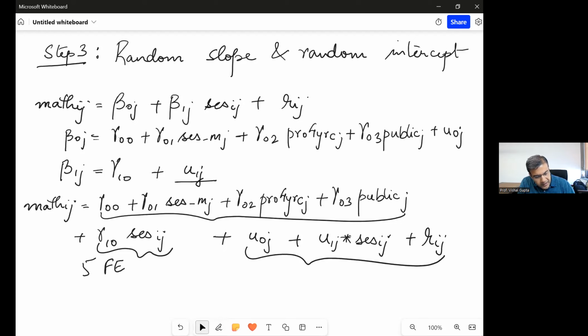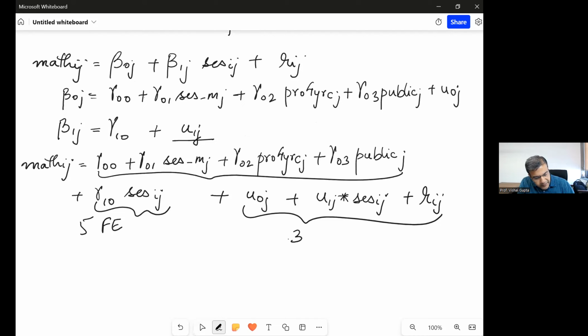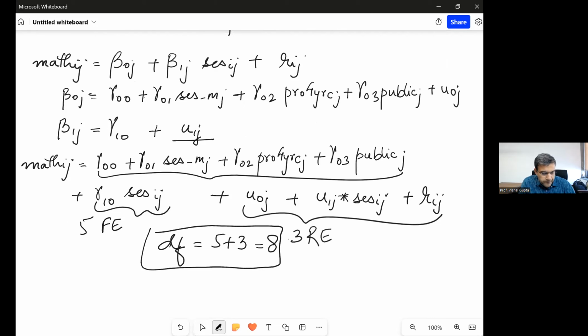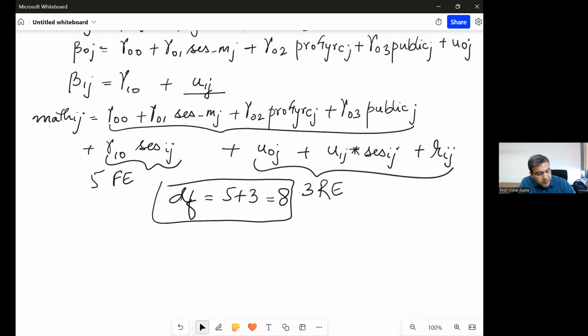Now how many random effects? You have 3 random effects. What is the DF of the model? 5 plus 3 is equal to 8. What is the LME command?